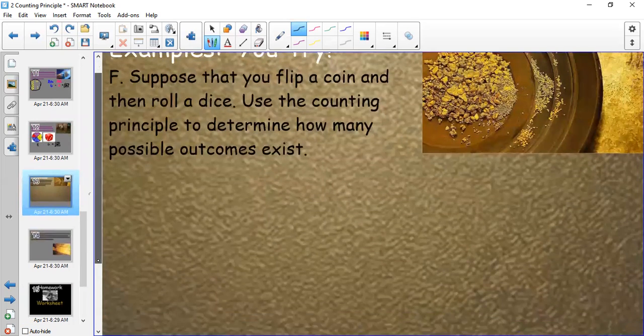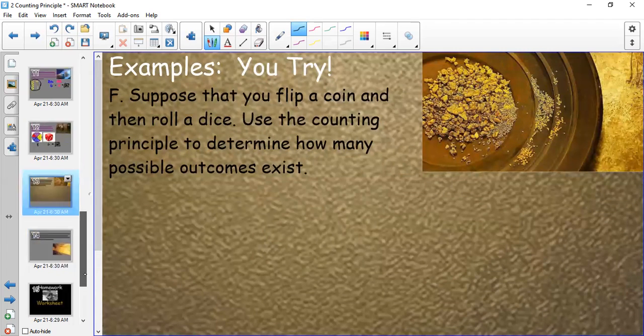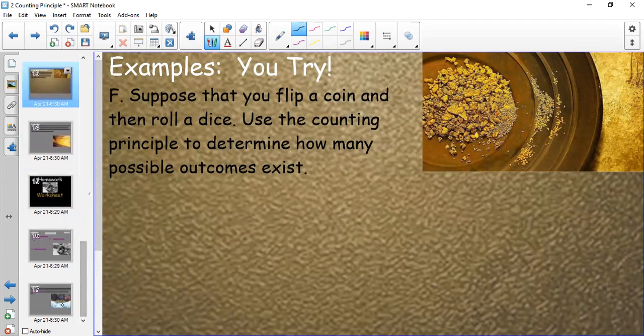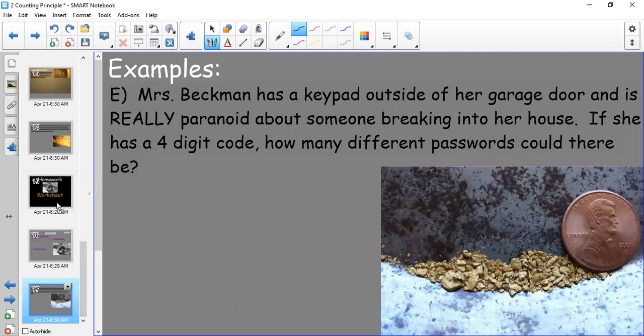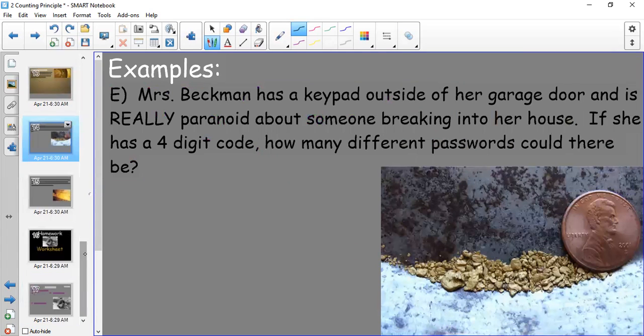We're going to do this one. Feel free to pause here and try this one on your own. Oh, I'm just kidding. I skipped one. I was wondering where that one went. All right, so let's do this one together and then I'll have you try the next one on your own.